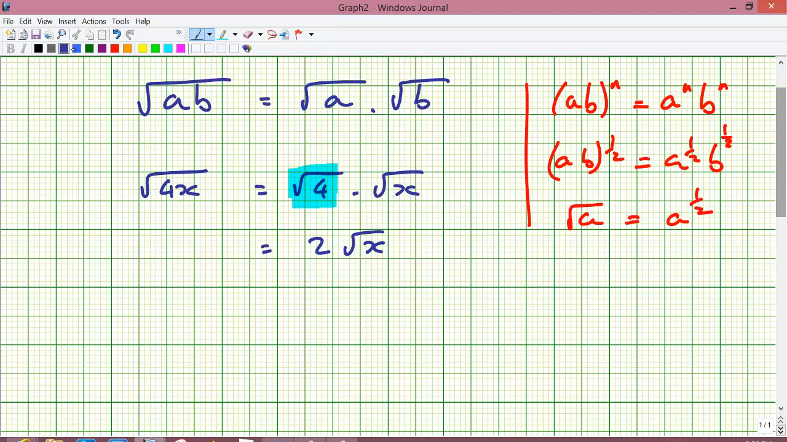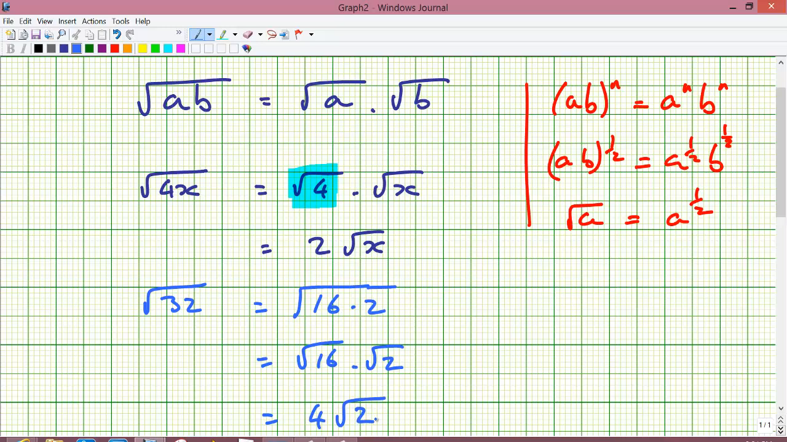So for example, let's say we've got the square root of 32. 32 is not a square number. It does not have an integer root. However, it does have a square factor. So 32 can be written as 16 times 2. And this can be simplified to the square root of 16 times the square root of 2, which can be written as 4 times root 2.